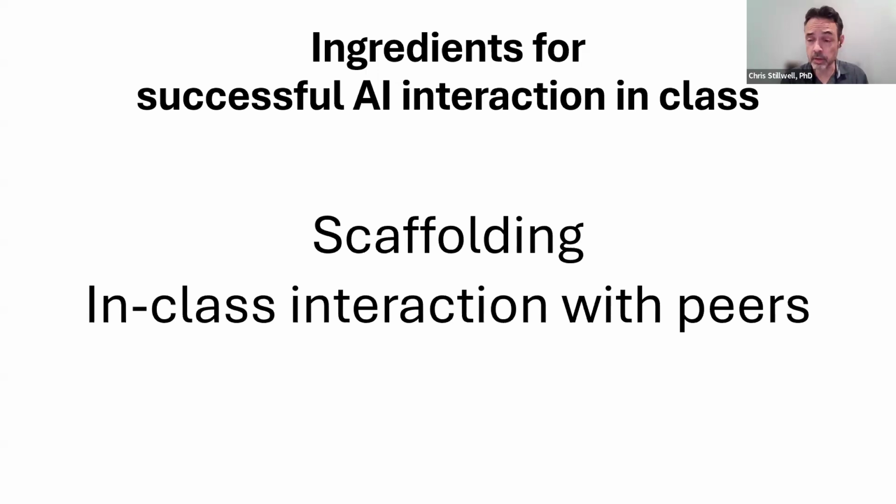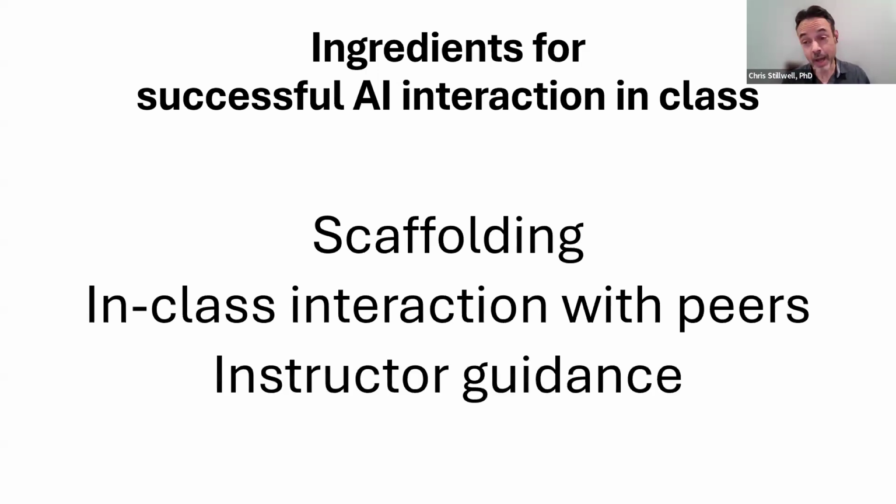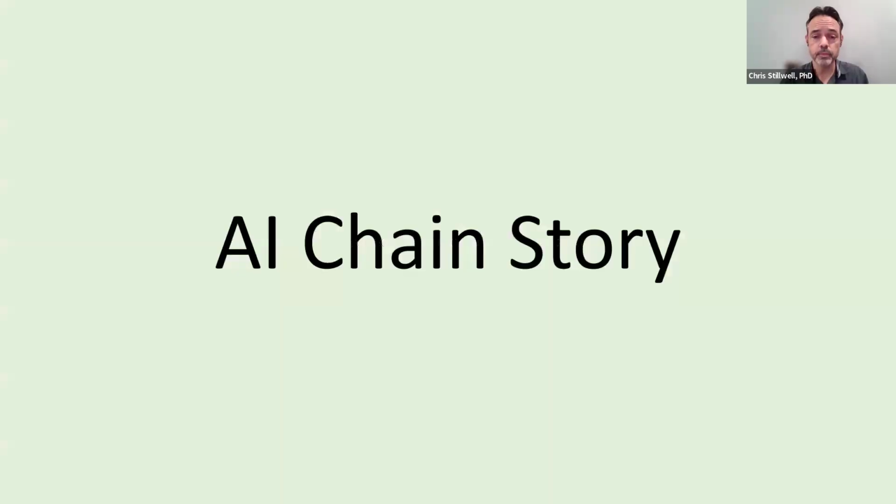In-class interaction with peers is another part. We want everyone to be engaged. We want everyone to participate. And so if we find a way for students to talk to their neighbors or work on something together with classmates, we have more engagement and more learning happening. And one other thing is instructor guidance, of course. So the instructor is there helping them to see what they need to do and giving them feedback.